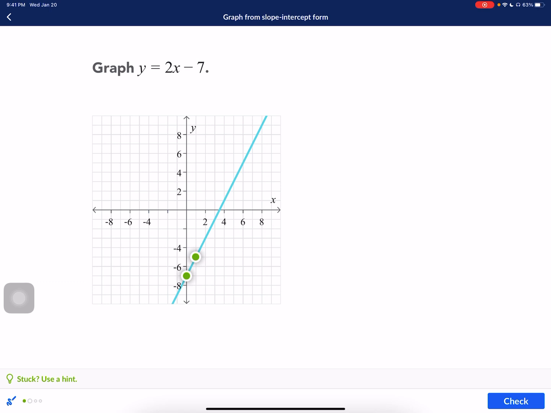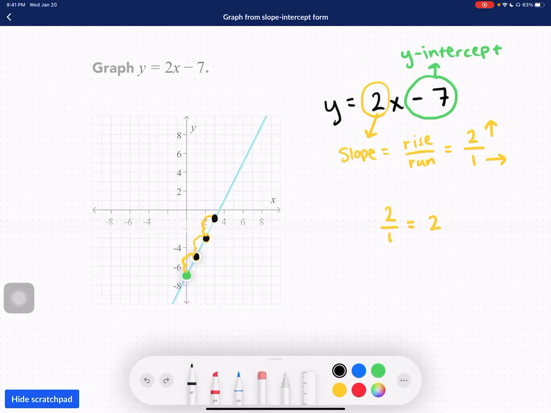So once you have that, you can check it here. Whoops. There we go. And you see that those points line up with the line. What I could have also done is, on a separate piece of paper or a sticky note on my desk, written that I need to plot the point 0, -7, right? That's this green one right here.